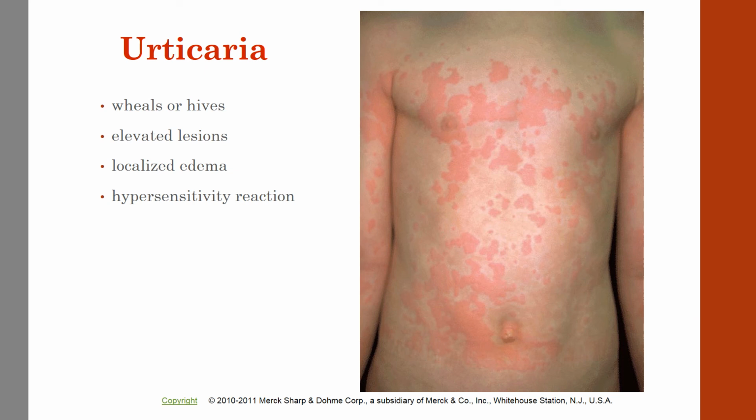Urticaria is wheals or hives, and it's usually an allergic reaction, localized edema, a hypersensitivity reaction, which is an allergic reaction basically. And you've probably seen this at some point in your life, something like this. It's a patch.